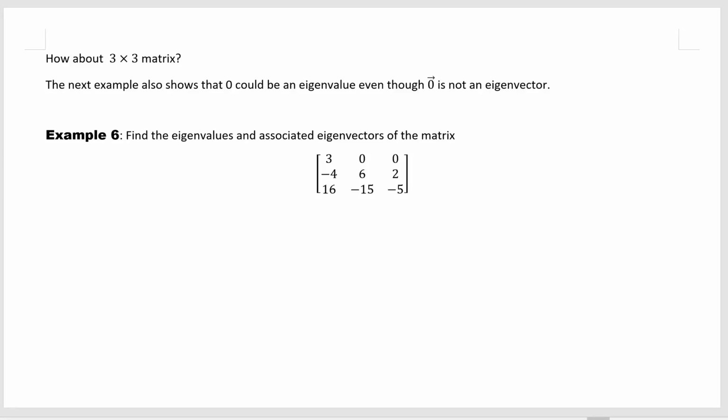Hi everyone, let's continue. So how about we have a 3 by 3 matrix. How do we find the eigenvalue and the eigenvectors? The next example also shows that 0 could be an eigenvalue, even though the 0 vector cannot be an eigenvector. Okay, so let's look at this example 6.